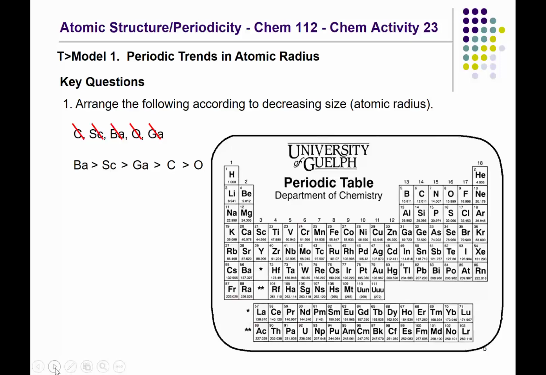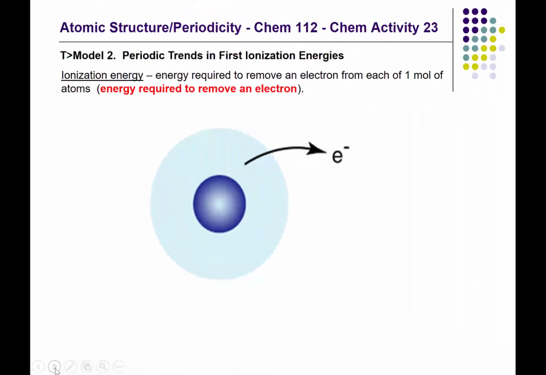Let's take a look at ionization energy. Ionization energy can be defined as the energy required to remove a mole of electrons from a mole of atoms. Now we've seen ionization energy before when we were looking at the Bohr model, and we have in fact calculated the ionization energy. When dealing with the Bohr model, we're actually dealing only with one electron, so we calculated the energy to remove one electron from one atom.